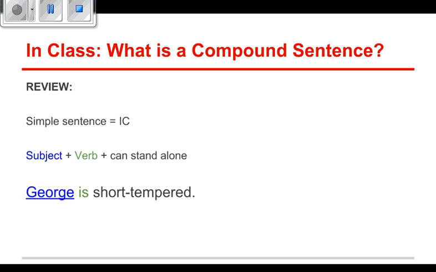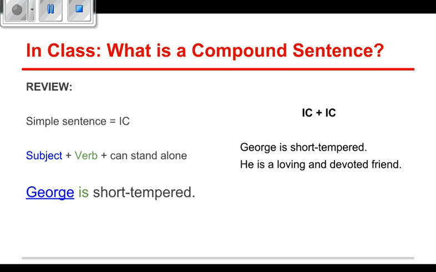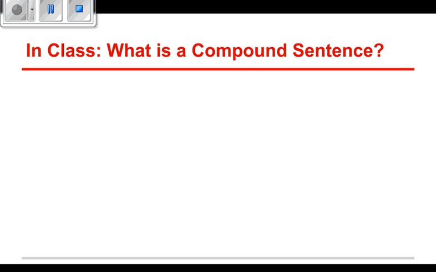Now, let's think, how can we make this into a compound sentence? Well, while a simple sentence is one independent clause, one IC, a compound sentence is putting together two independent clauses. George is short-tempered. That is one independent clause. He is a loving and devoted friend. That is a second independent clause. But how do I combine them?